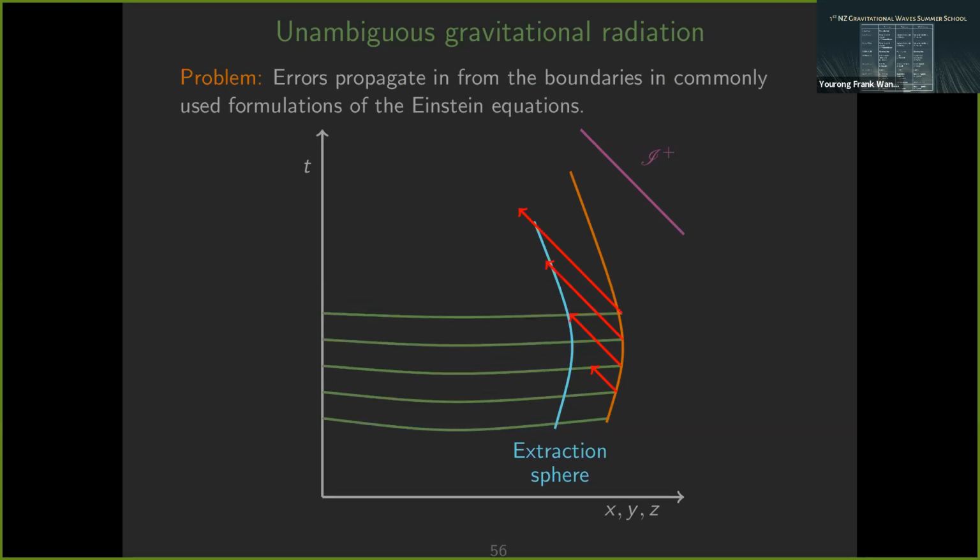One alternative, well, I should mention here as well, this is just a little picture showing that over time, these constraint violating modes will propagate in from the boundary and destroy convergence on your extraction sphere. So if this was your simulation and the red corresponded to these violating modes, you would have to move your outer boundary even further away.